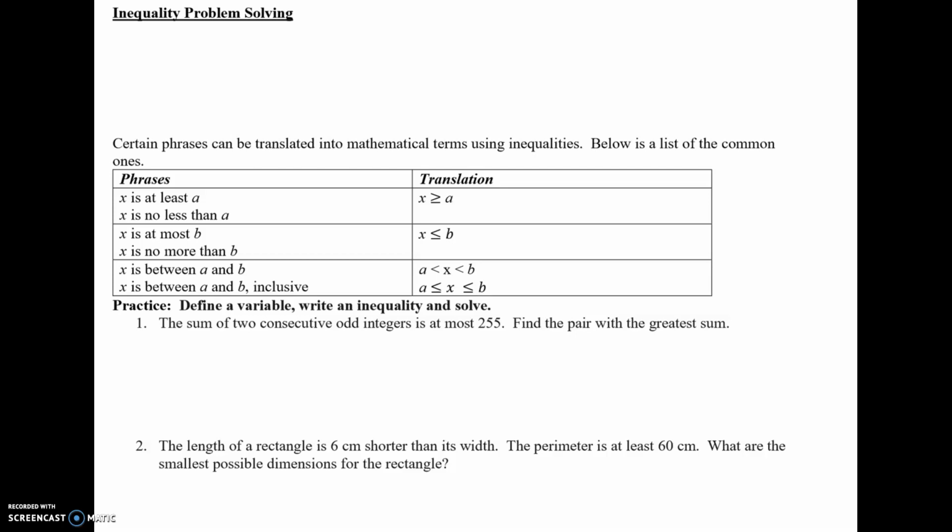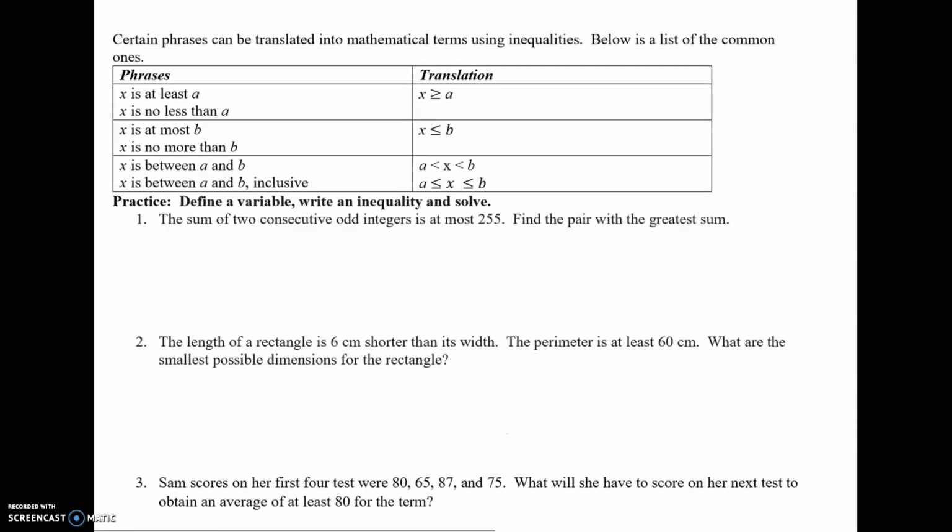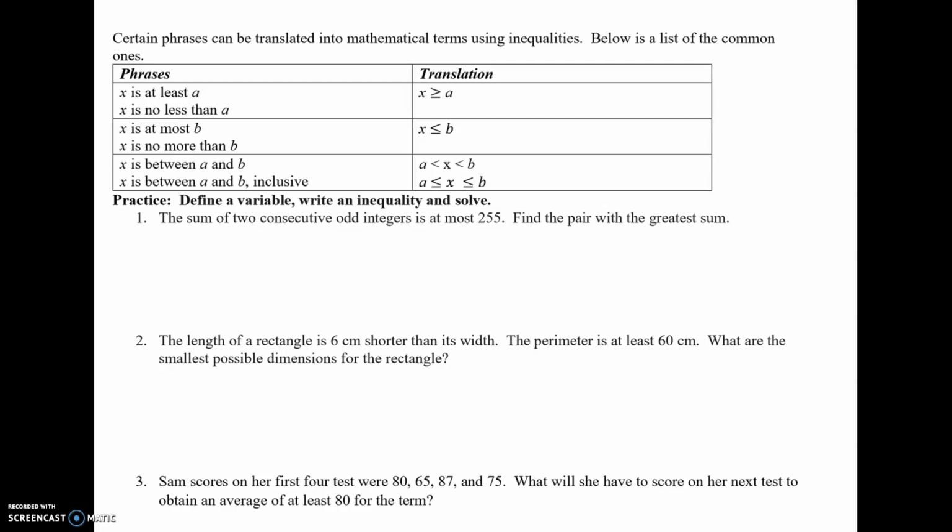Okay, so now we're going to finish the last half of this section, and we're going to be doing some problem solving with inequalities. It says certain phrases can be translated into mathematical terms using inequalities. Below is a list of the common ones.